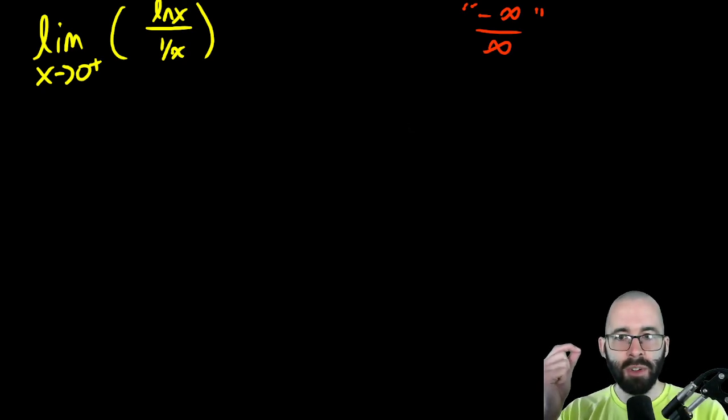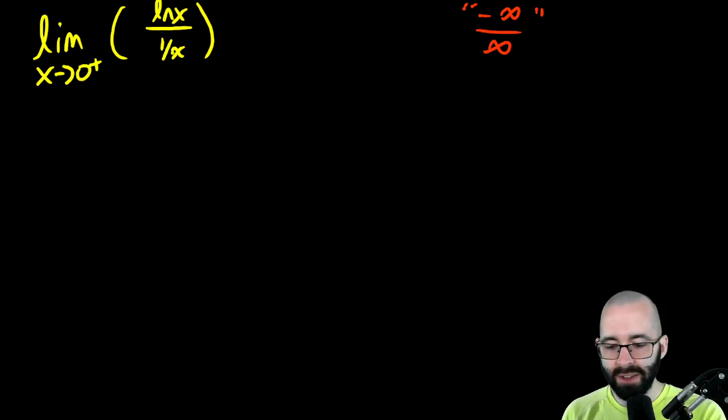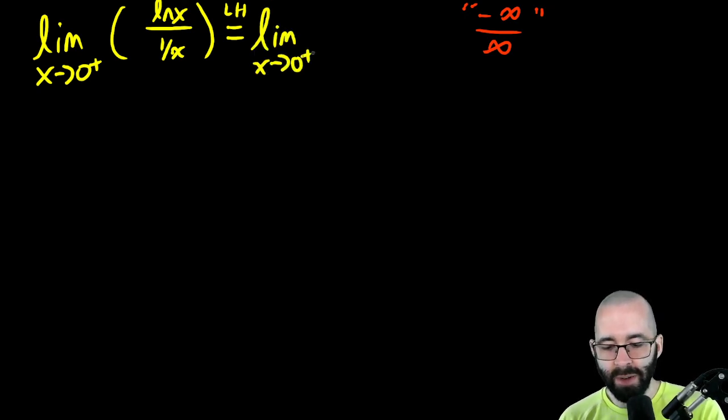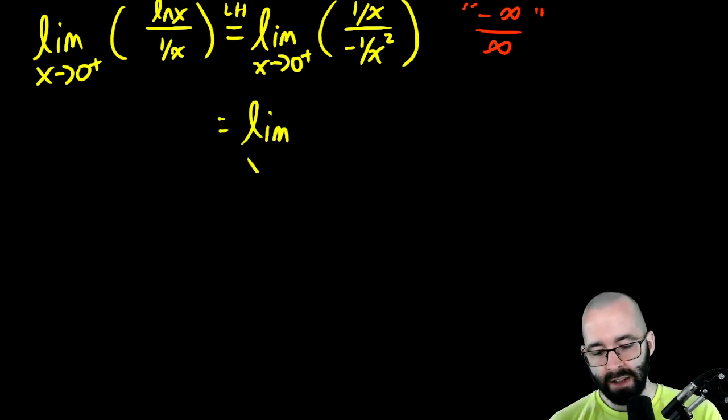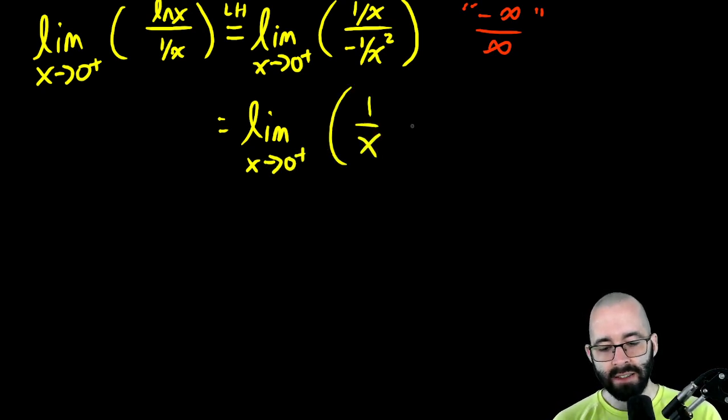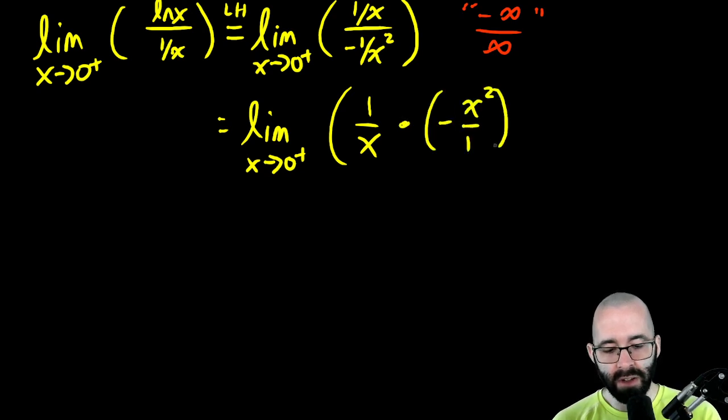The top is differentiable around 0. The bottom is differentiable around 0. We can use L'Hopital's rule. L'Hopital's rule says this is the limit as x approaches 0 from the right of the derivative of the top divided by the derivative of the bottom. Now we can simplify this and evaluate. This is the limit as x goes to 0 from the right of 1 over x. Dividing by a fraction is the same as multiplying by its reciprocal.